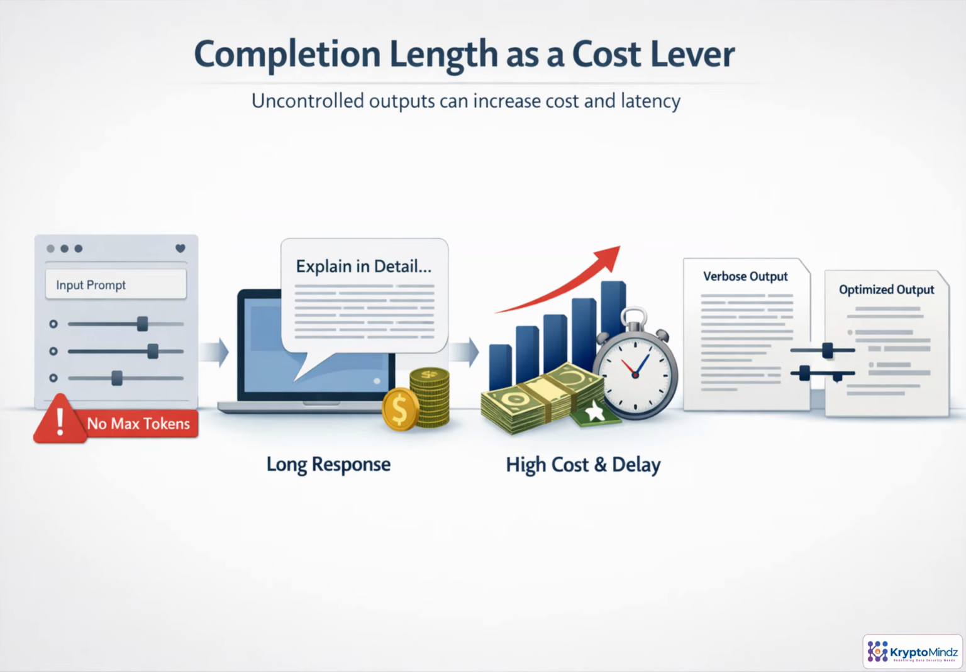Completion length is one of the easiest cost levers to miss. If you do not set max tokens, or if you ask the model to explain in detail, it may generate far beyond what the user actually needs. Every extra output token adds cost, and often latency, because the response must be produced and streamed. The fix is to define the right response shape: a summary, bullets, JSON, or a strict token cap. Match completion length to the product experience, not the model's natural verbosity.